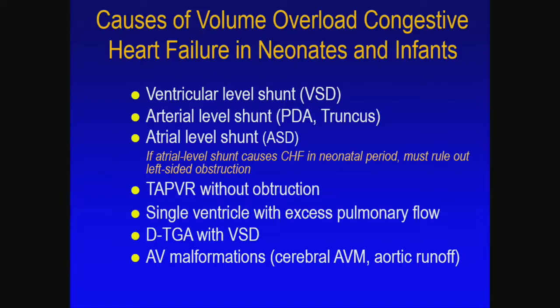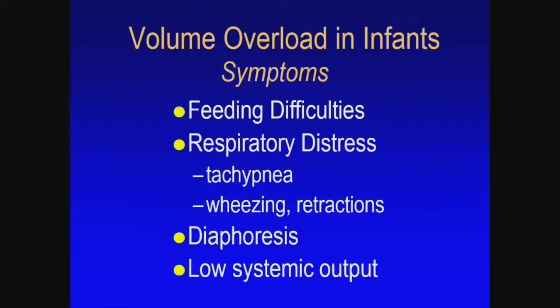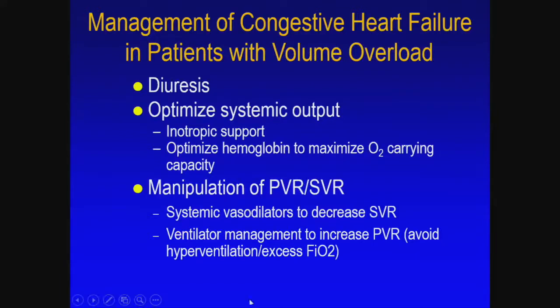TAPVR without obstruction, single ventricle with excessive pulmonary blood flow, D-TGA can sometimes be missed with VSD, and then there is AV malformation. So again, we talked about this. You should know this: the feeding difficulty, increased respiratory rate, diaphoresis, low systemic output, common presentation for left to right shunt. Okay, how do you treat it?